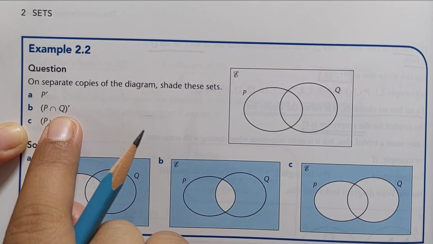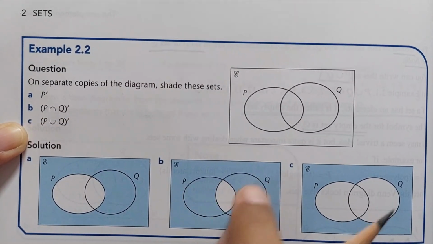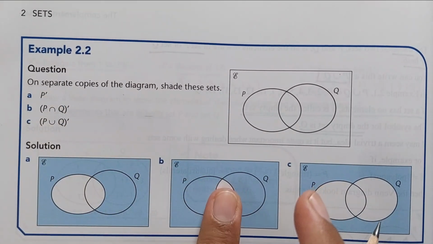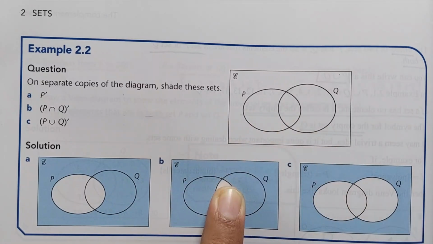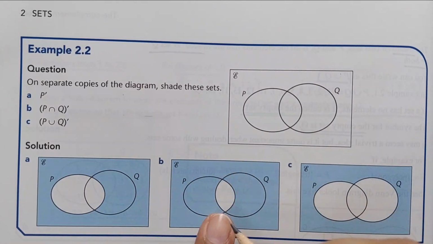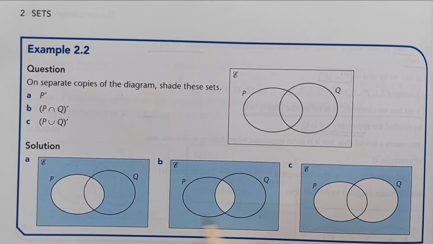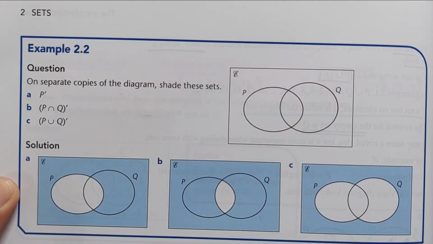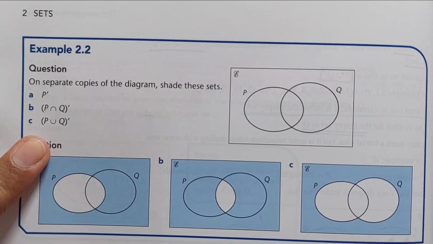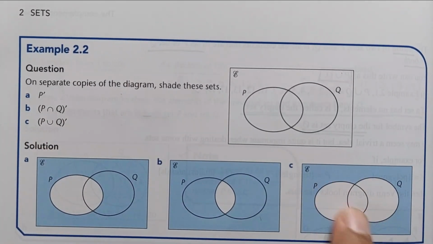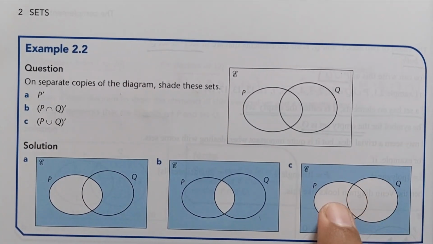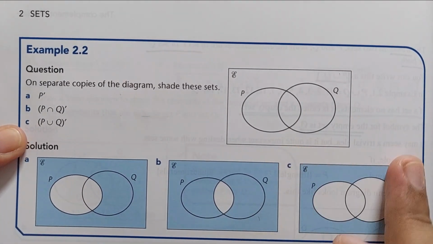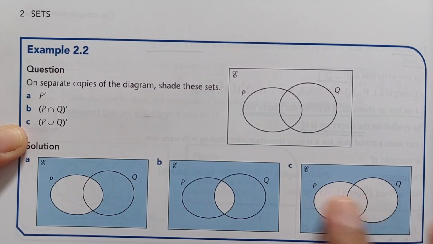P intersection Q. There is P and Q and this would be the intersection. When you take its complement, the outer part is shaded. Other than this intersection, the rest of the part is shaded. This is the way to do the complement. Now P union Q. This is set P, this is set Q, this is the union. If you shade the union, then P and Q are shaded. When you shade the complement, only the outer portion is shaded, other than the union.